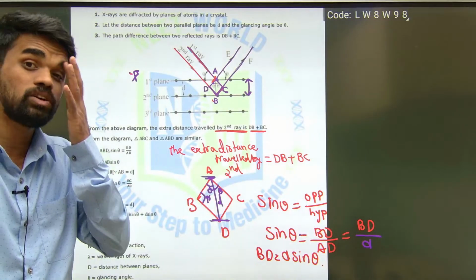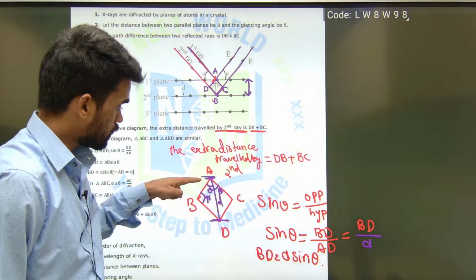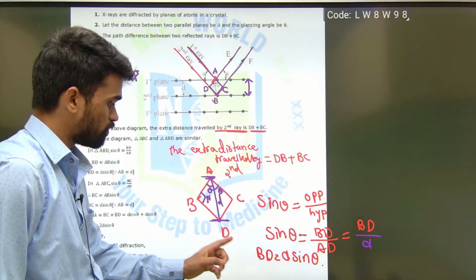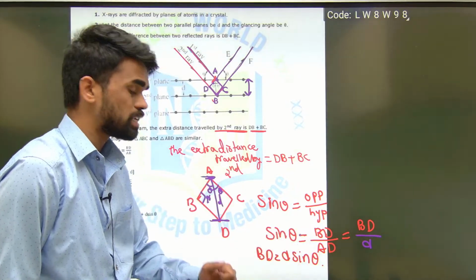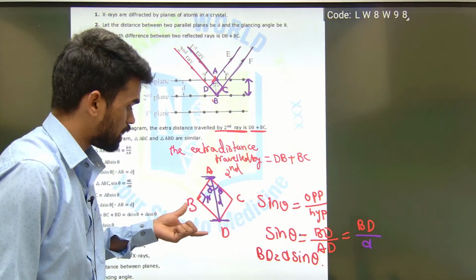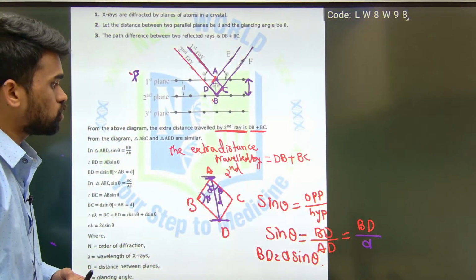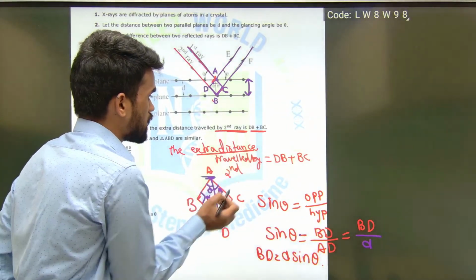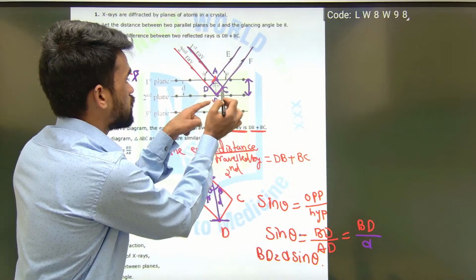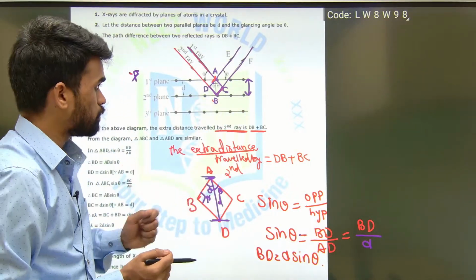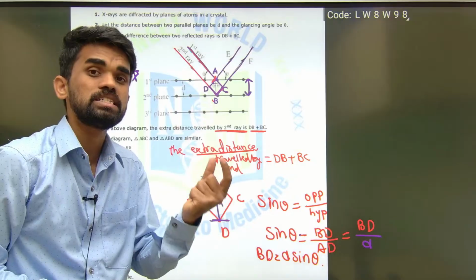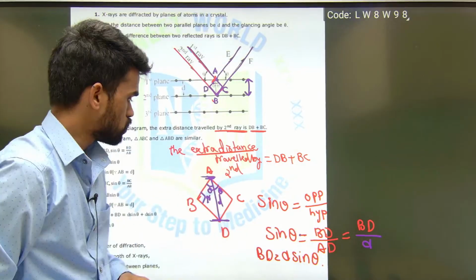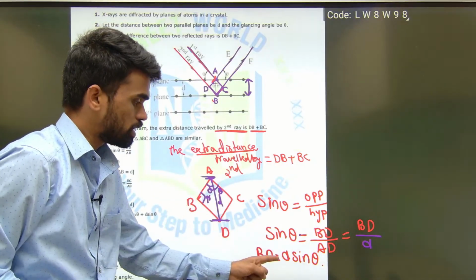Okay, now what I told you, from this half triangle we got BD equals D sin theta. Actually, why are we finding this BD? Because we got to know this is the extra distance travelled. This BD and CB is the extra distance travelled by the secondary. That extra distance we are calculating now. So BD equals D sin theta.